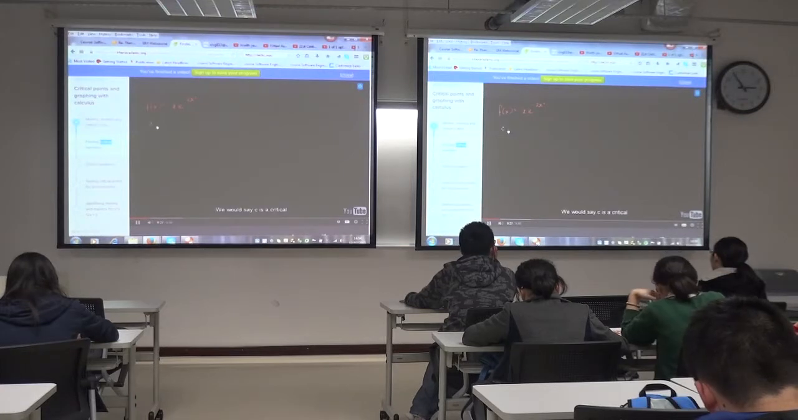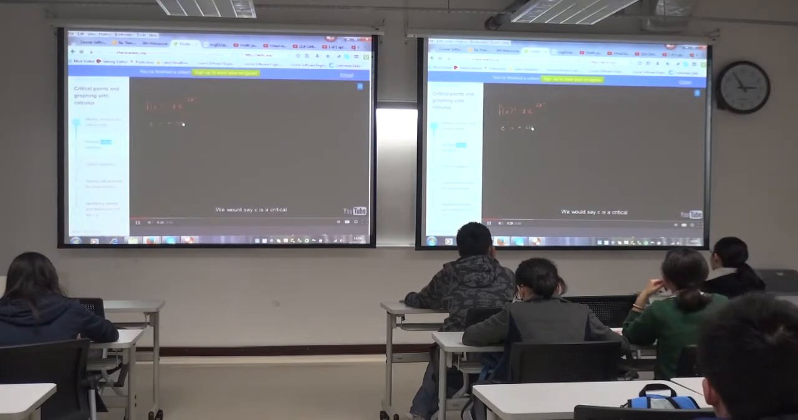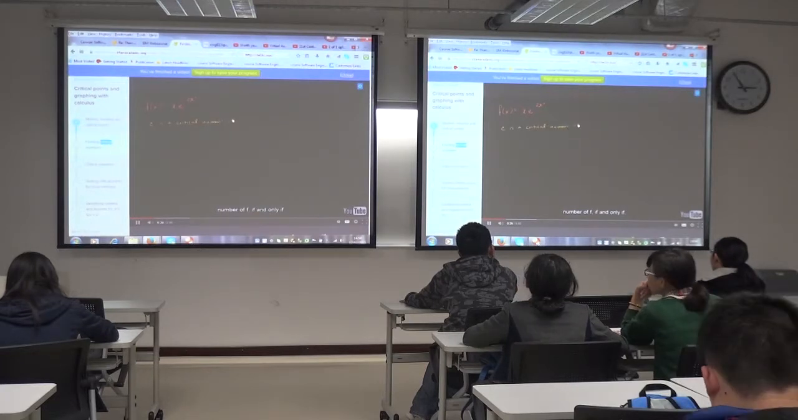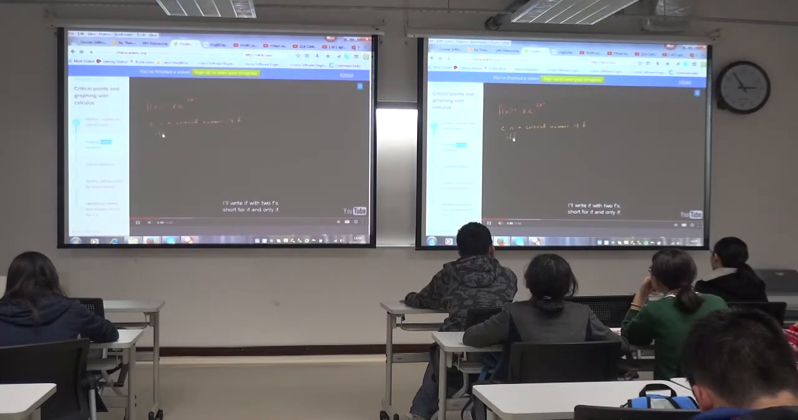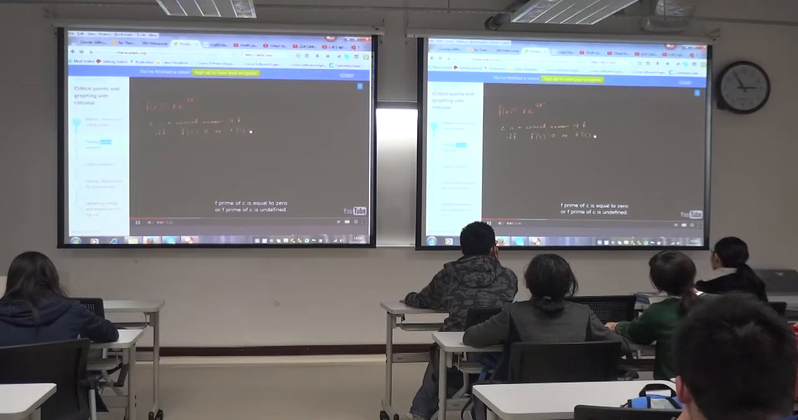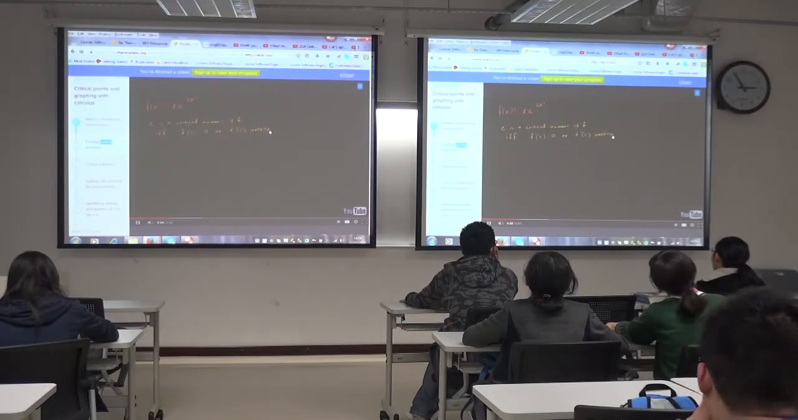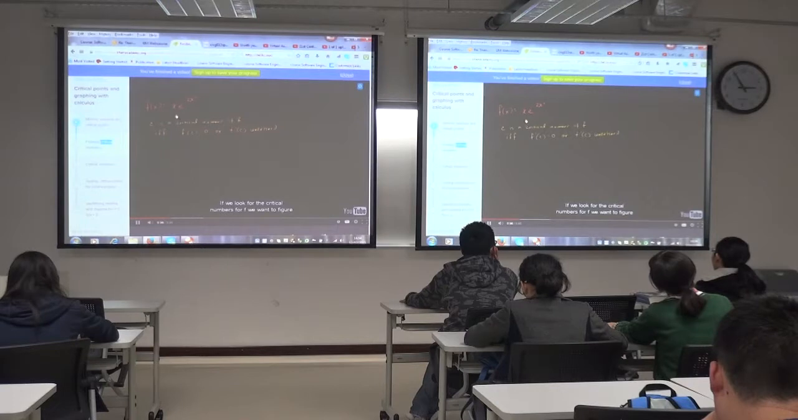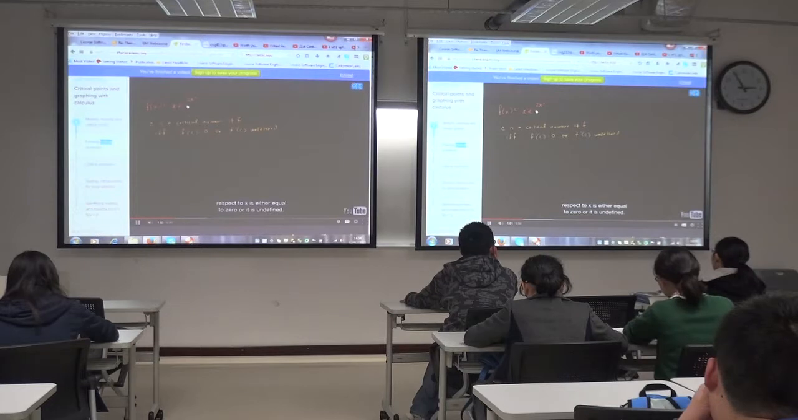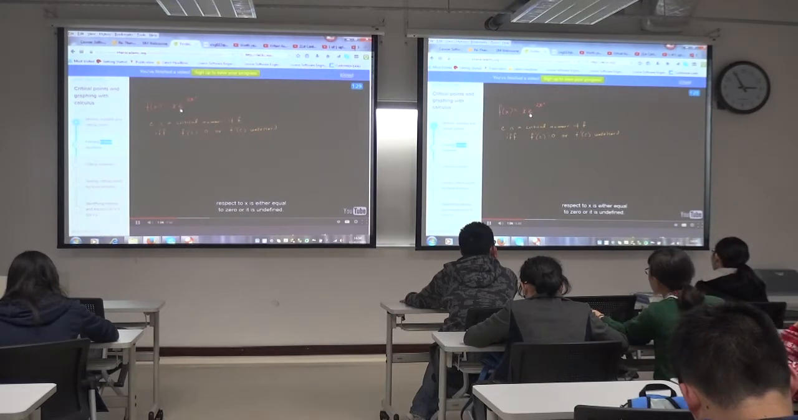So we would say C is a critical number of f if and only if f prime of C is equal to 0, or f prime of C is undefined. So if we look for the critical numbers for f, we want to figure out all the places where the derivative of this with respect to x is either equal to 0 or it is undefined.